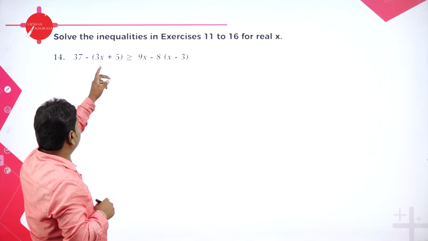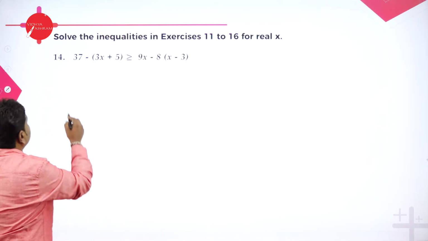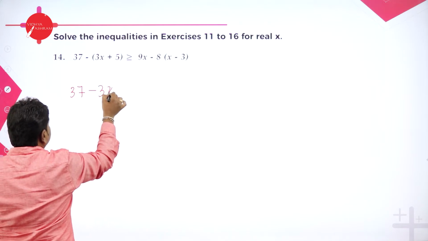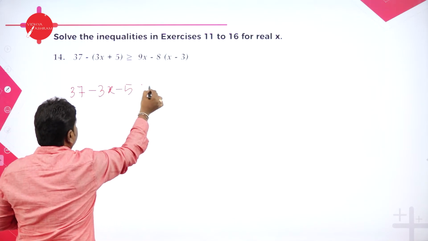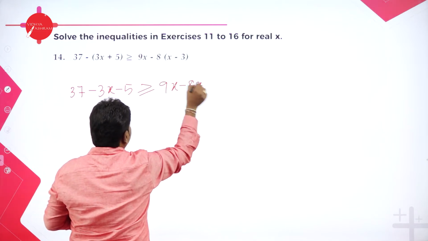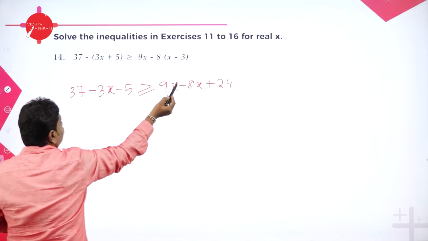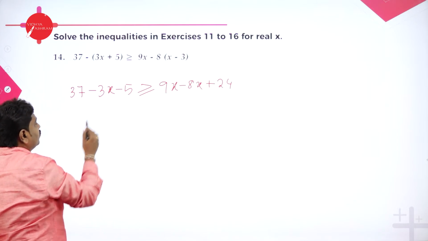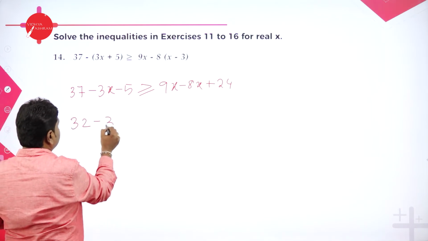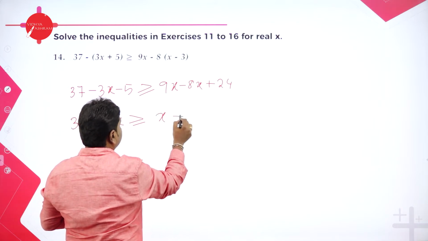37 minus 3x plus 5 greater than or equal to 9x minus 8 into x minus 3. So now 37, let it be, open the bracket, so it will become minus 3x plus, minus into minus, 5, greater than or equal to 9x minus 8, open the brackets, minus 8 into x, minus into minus plus 8, 3s are 24. Further rearrange, so 37 minus 5, first simplify the numbers. 37 minus 5 becomes 32 minus 3x greater than or equal to 9x minus 8x is x plus 24.